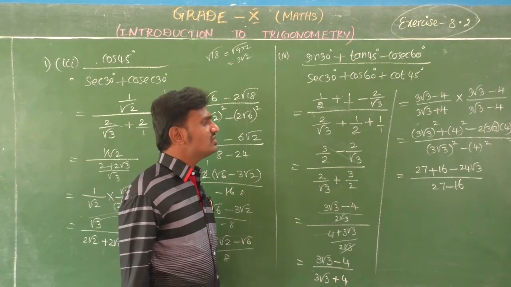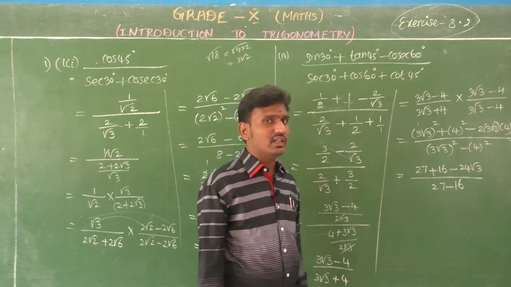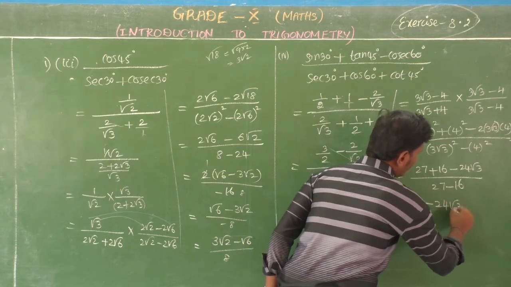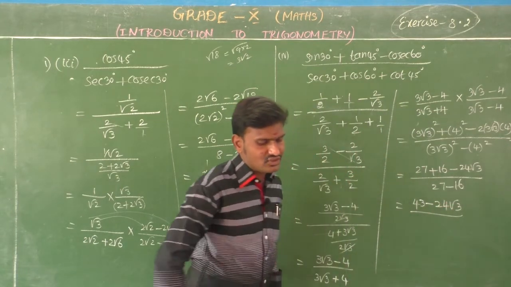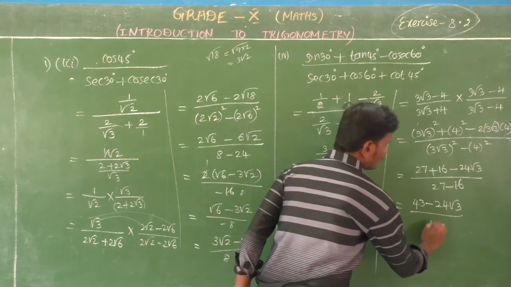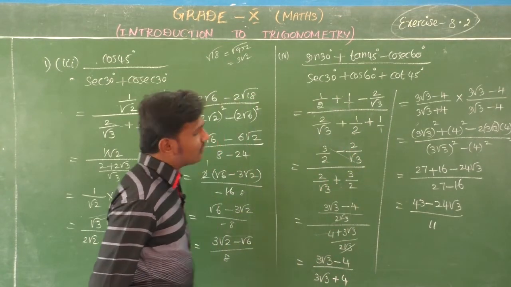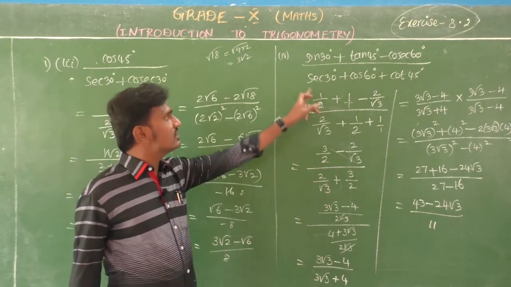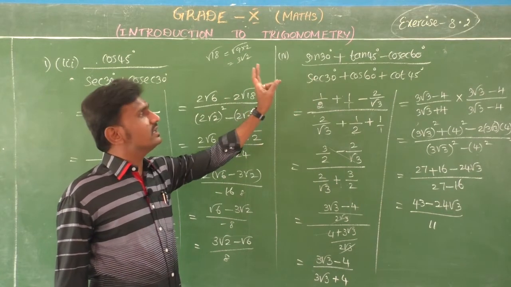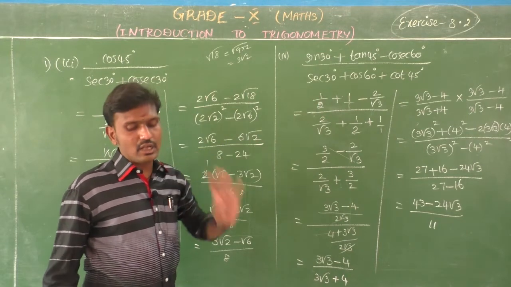Okay, now you want to simplify 27 plus 16, what will come? 27, 37, 43, yeah? Okay. Now 43 minus 24 root 3, the whole divided by 27 minus 16, you are going to get 11. Okay, 11. So this is your final answer. What is your final answer? 43 minus 24 root 3, the whole divided by 11. This is the final answer for sin 30 degree plus tan 45 degree minus cosecant 60 degree, the whole divided by secant 30 degree plus cos 60 degree plus cot 45 degree.